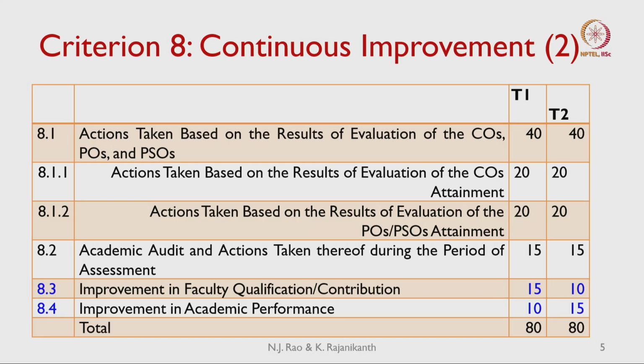Then 8.1, actions taken, corrective actions taken, has two sub-criteria again. One of them is concerned with the CO attainment, the other is concerned with PO and PSO attainment. So, 8.1.1 is actions taken based on the results of evaluations of the CO attainment, that is 20 marks, and the next one, actions taken based on the results of evaluation of the PO and PSO attainment, is again 20 marks, together 40 marks.